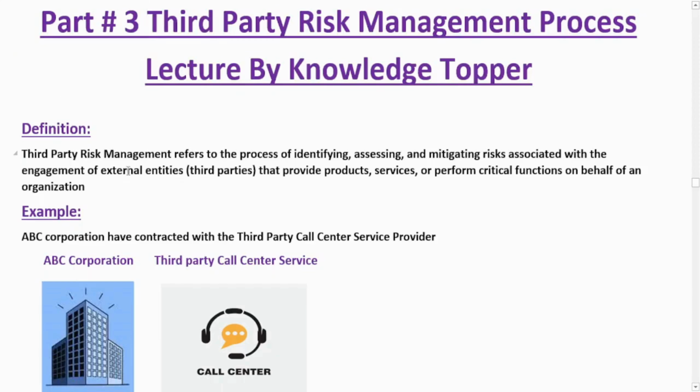So as I discussed with you guys the definition of third party risk management, if we recall it again, third party risk management refers to the process of identifying, assessing, and mitigating risk associated with the engagement of external parties, like third parties that provide products, services, or perform critical functions on behalf of an organization. So we have discussed that third party risk management is a continuous ongoing process to identify, assess, and mitigate risk associated with third parties.